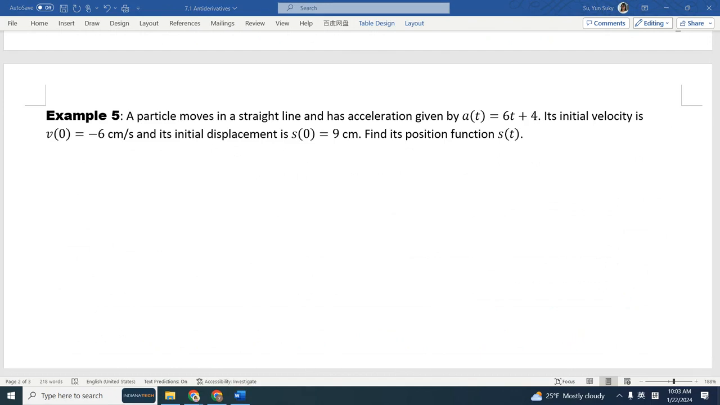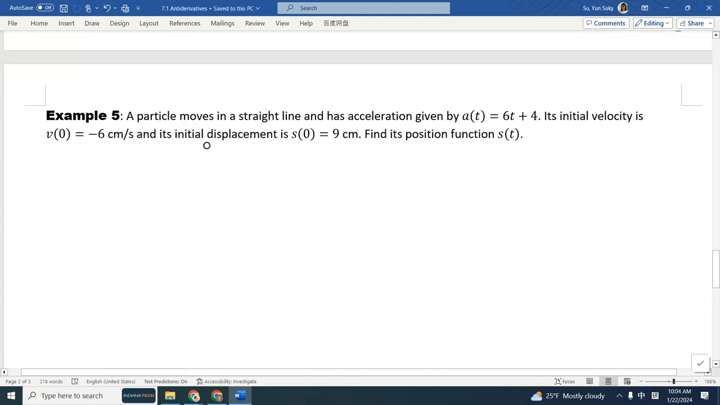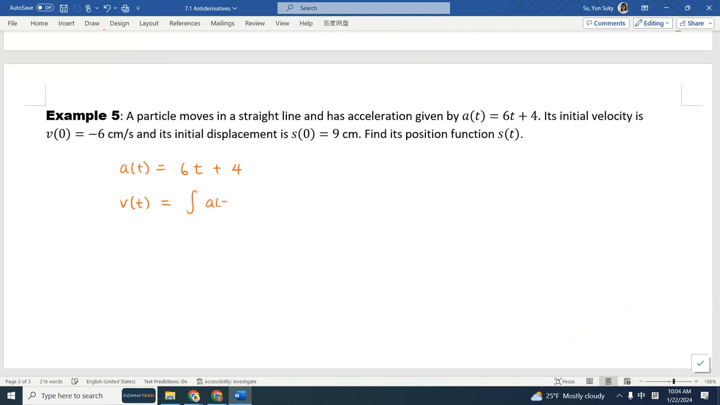Okay, so we start with the acceleration. a of t equals 6t plus 4. This is acceleration. We want to find the velocity, which is the integral of acceleration. So the integral of 6t plus 4 dt.